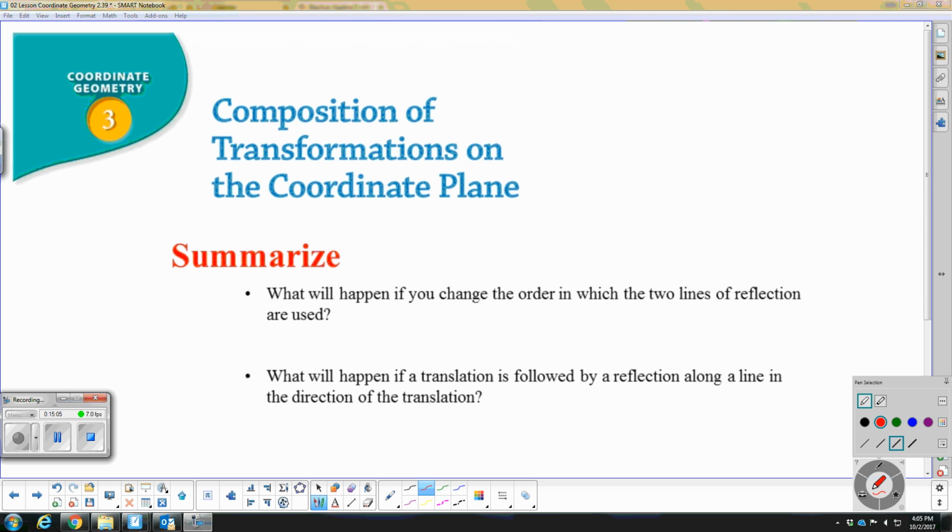So lastly, there are a couple summarized questions. What's going to happen if you change the order in which the two lines of reflection are used? So if you reflect it over y equals 1 and then over the y-axis, as opposed to over the y-axis and then over y equals 1, the direction of your rotation is going to change.